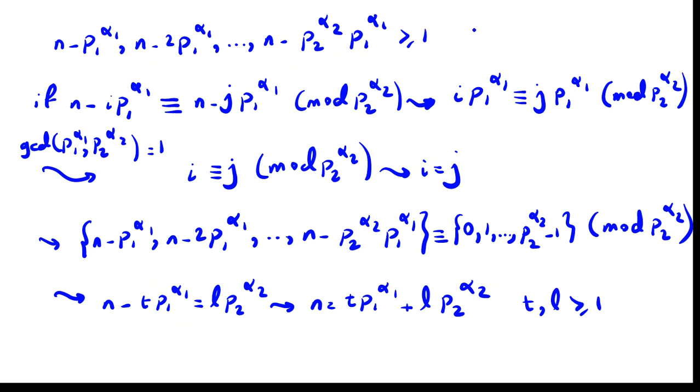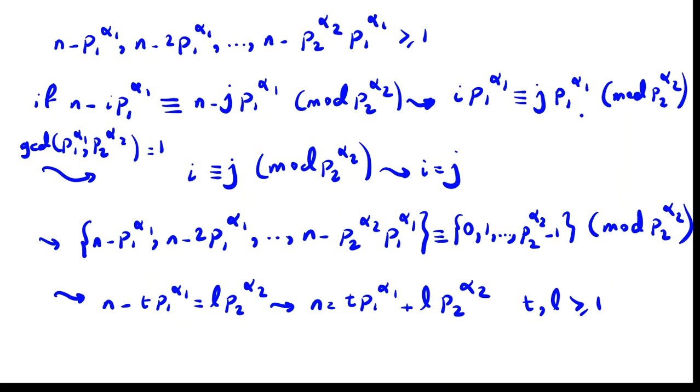Like, when you have 5 numbers and all of them are different when divided by 5, they have all the remainders, so one of them is a multiple of 5. Here, instead of 5, we use mod p2^α2. If two of them are congruent mod p2^α2, we can cancel n and then multiply by -1, so i·p1^α1 is congruent to j·p1^α1.